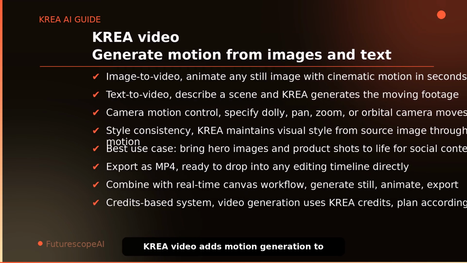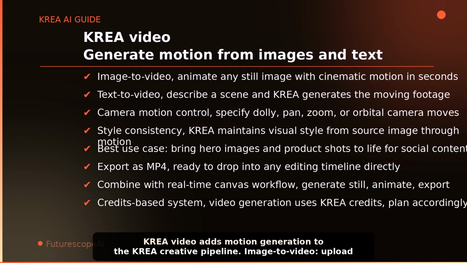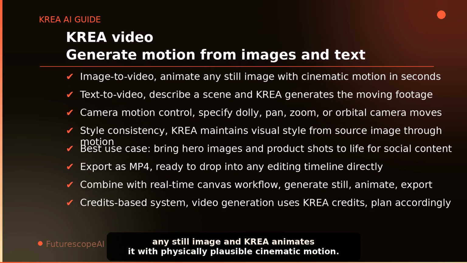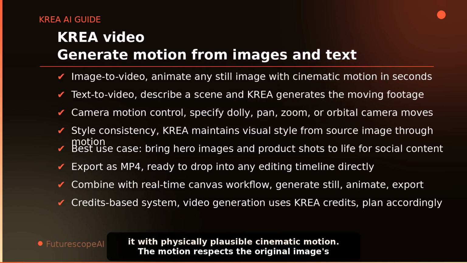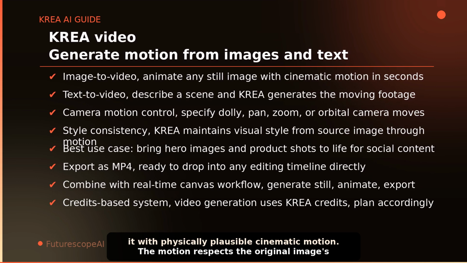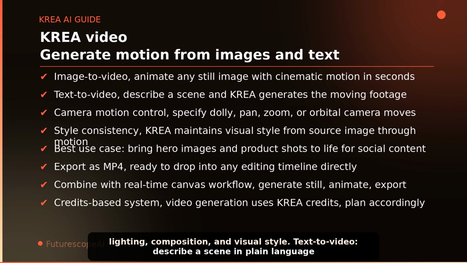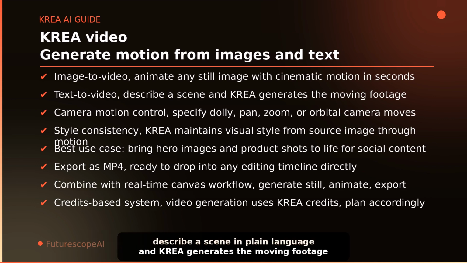KREA Video adds motion generation to the KREA creative pipeline. Image to video: upload any still image and KREA animates it with physically plausible cinematic motion. The motion respects the original image's lighting, composition, and visual style. Text to video: describe a scene in plain language and KREA generates the moving footage directly.